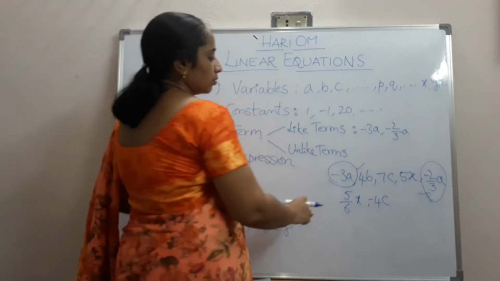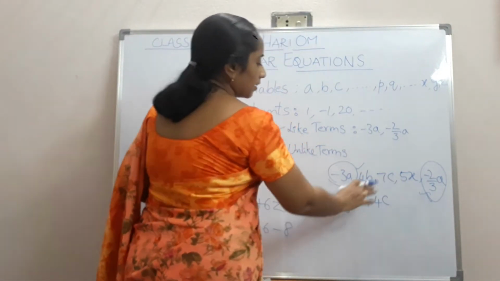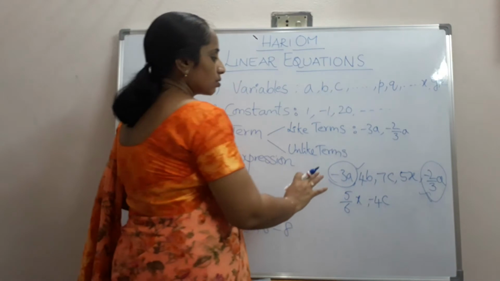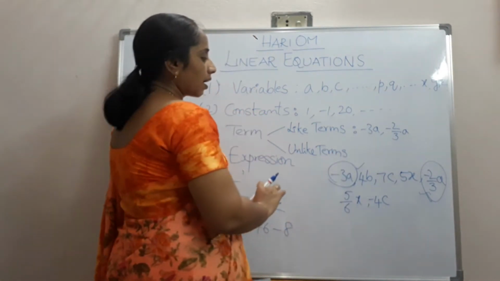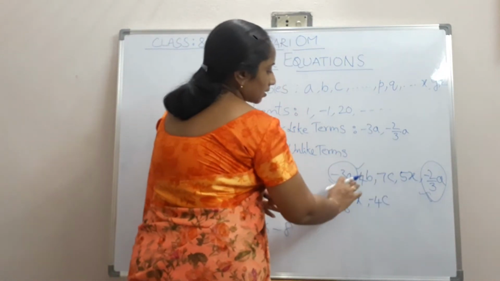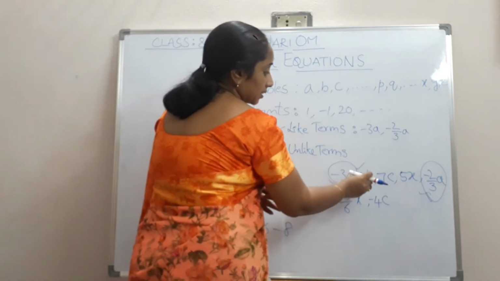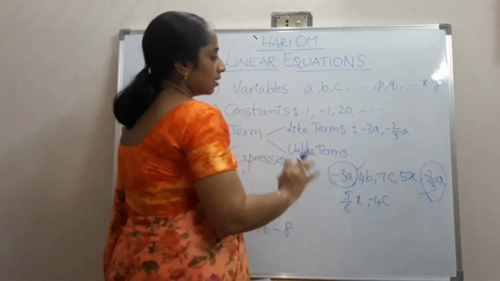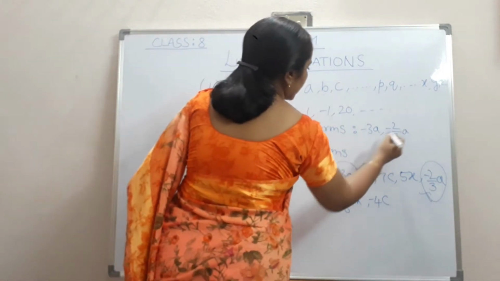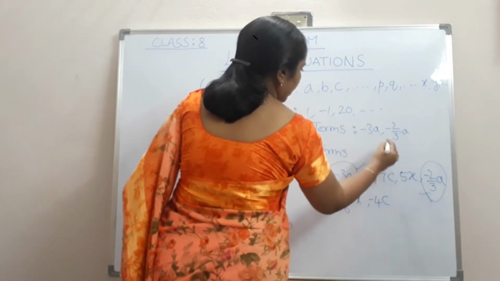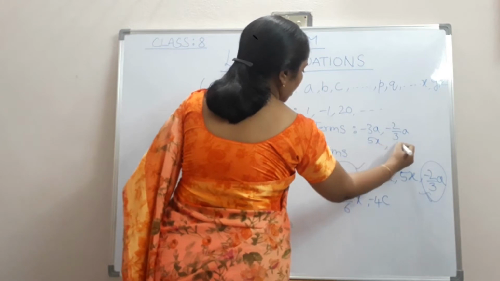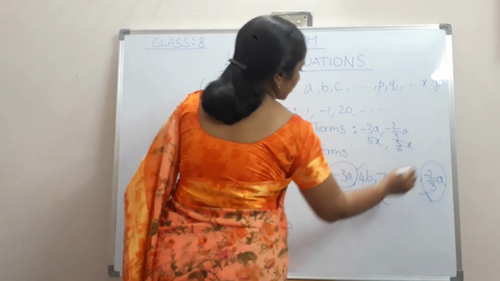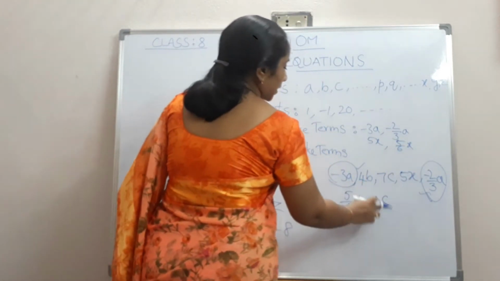Next, coming to 4b, here no other 4b, so that is an unlike term, no other terms are there like with the variable b. Again here we have another group: 5x, 5 by 6x and 7c, minus 4c. These are like terms.